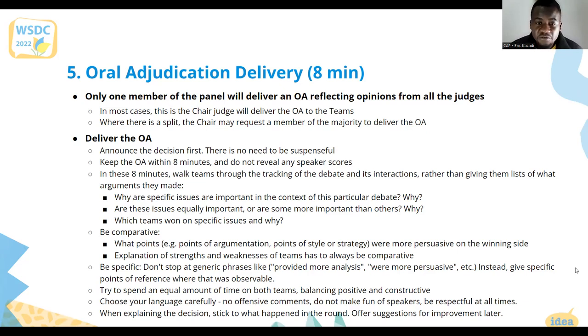Be very mindful of your language. Do not make offensive comments, do not make fun of certain speakers, and be respectful at all times. Also, when you're explaining the decision, stick to what happened in the debate. Do not insert yourself and say, here is the argument that I would have given, or the analysis I would have given to make this opposition point stronger. You want to save that for your constructive feedback to the speakers. You do not insert that into your oral adjudication. Okay, next slide.